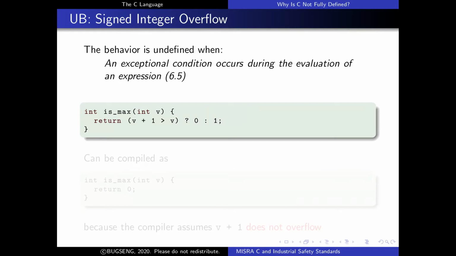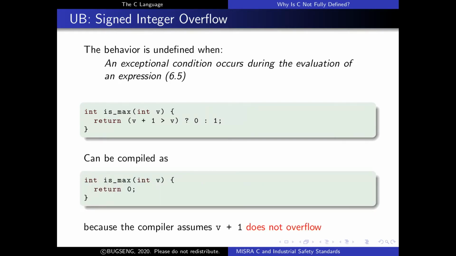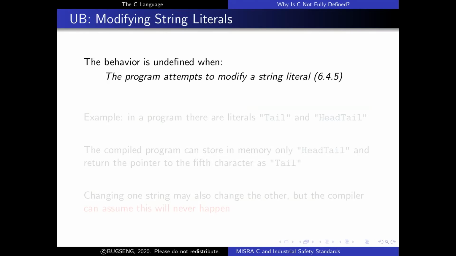No, this reasoning is wrong in C, because overflow in signed integers is undefined behavior. So the compiler can well compile, and it does compile, this differently. If you try your compiler and your compiler has a strong optimization option, you will see that it compiles this as if it was return 0. Because the compiler assumes V plus 1 cannot overflow.